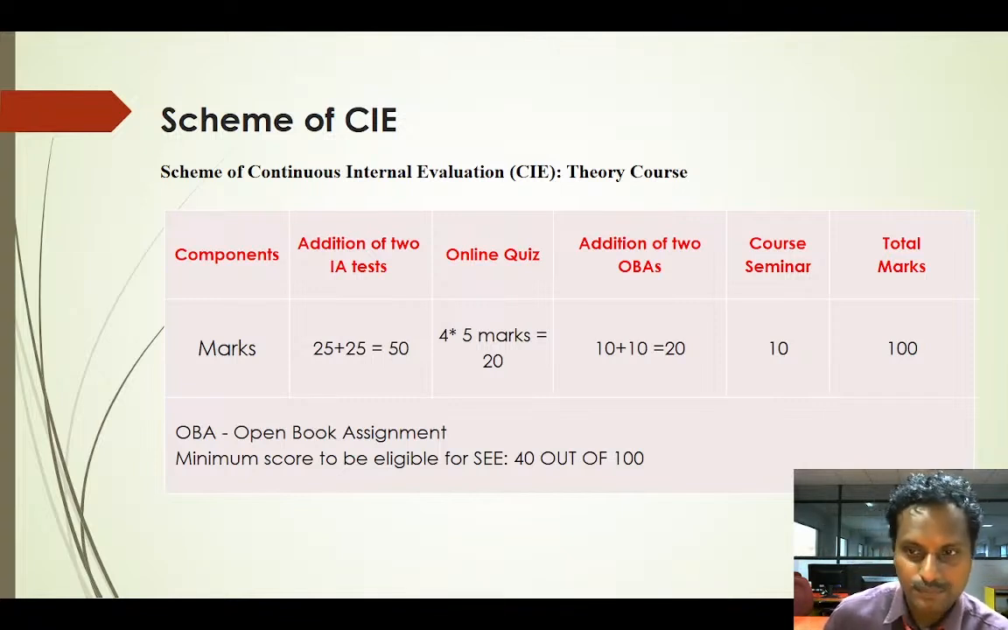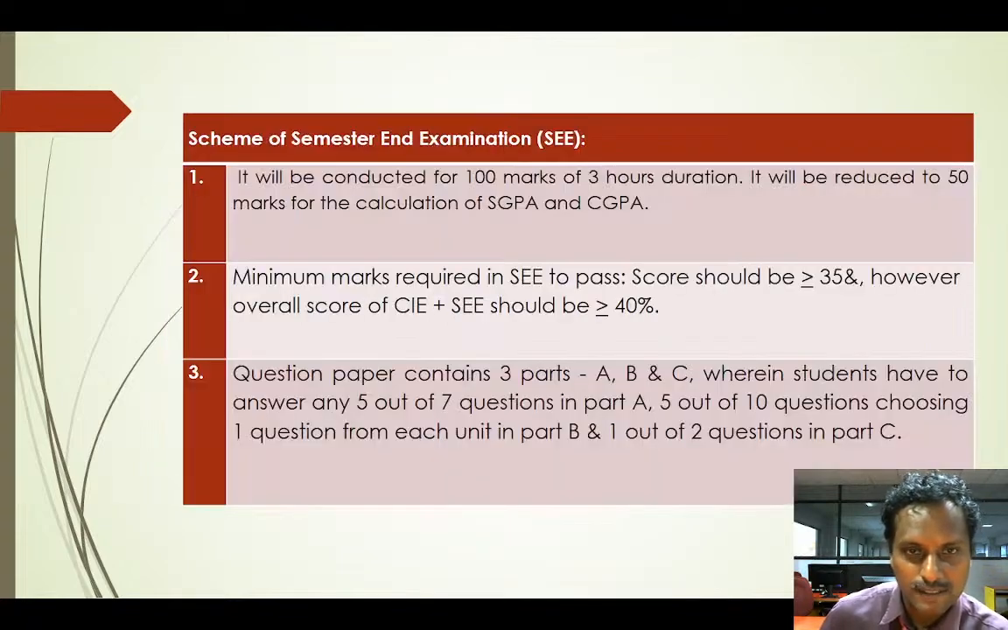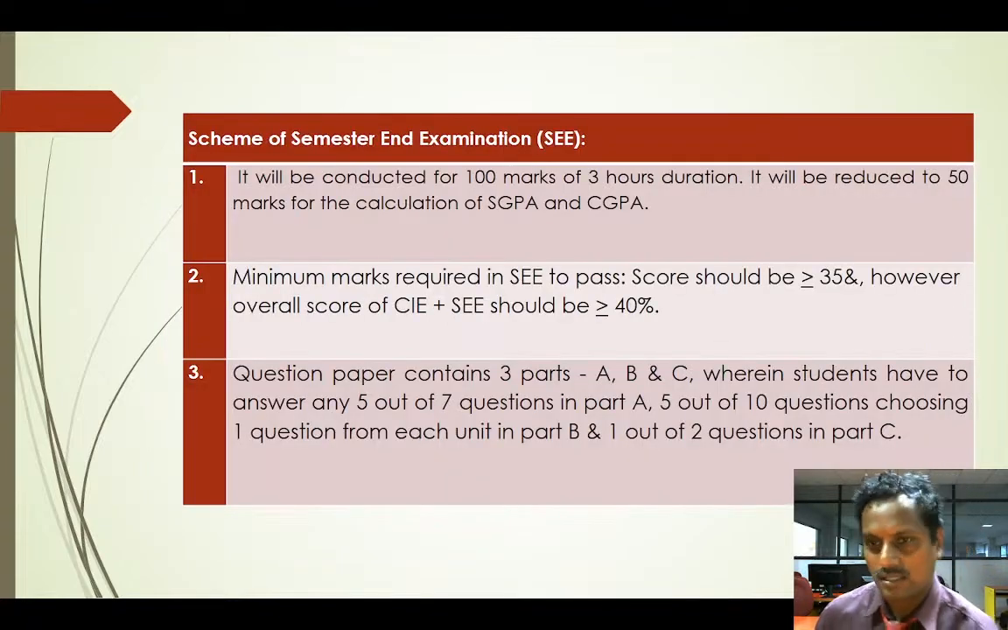That's all for now. The passing marks for SEE is 40 out of 100. This is all about the cybersecurity course.